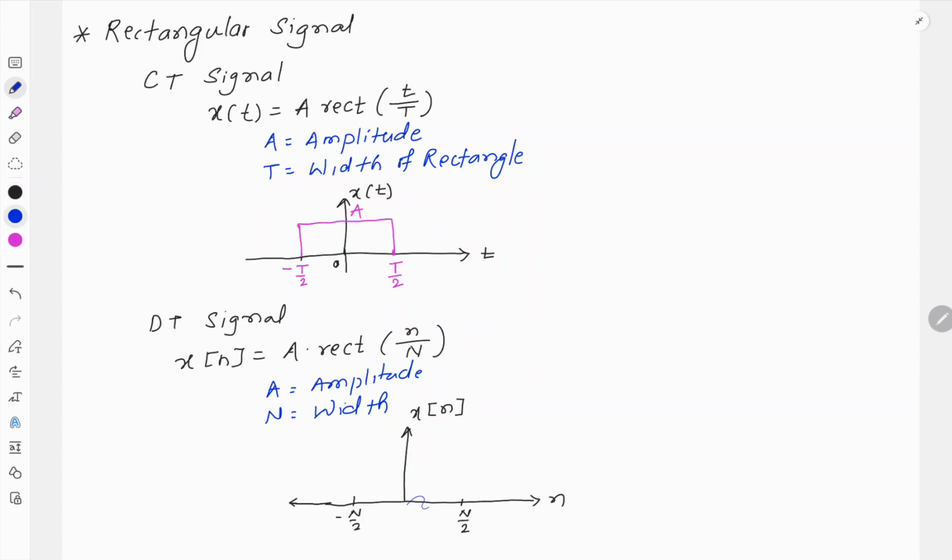and as we know, this discrete signal is always drawn on vertical lines. So here we will have multiple samples at integer values. So this is origin, so 1, 2 and so on up to N by 2. Similarly, in the negative direction also it will be minus 1, minus 2 up to minus N by 2. So this is how we represent the discrete version of rectangular signal.